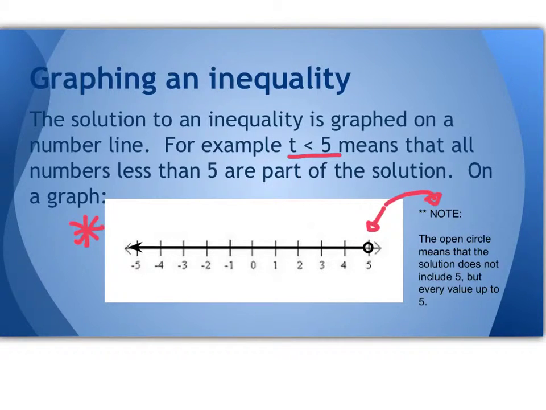An open circle means that the solution does not include 5, but every value up to 5. And you see that they have an arrow going in that direction. Those are all the numbers that are less than 5. 4, 3, 2, 1, 0, -1, -2, -3, and so on. To infinity, all the way that way to the left. All of those numbers could be solutions to this inequality. But 5 cannot be, so it has to be open.